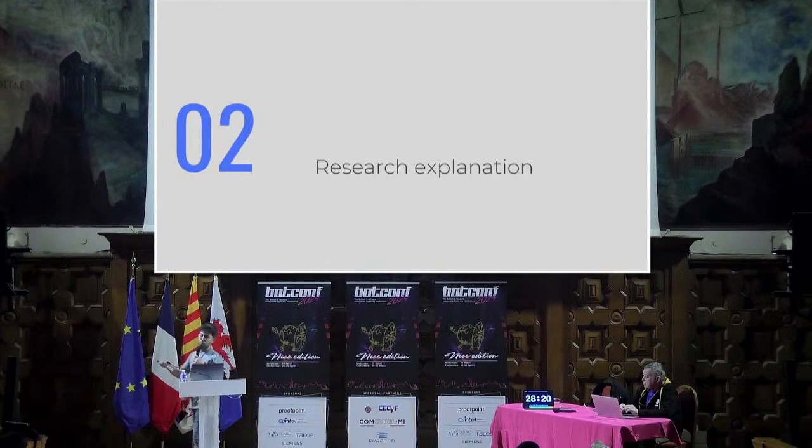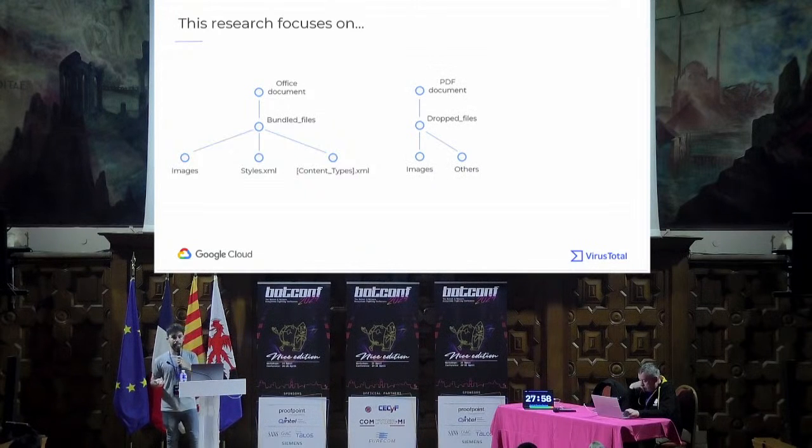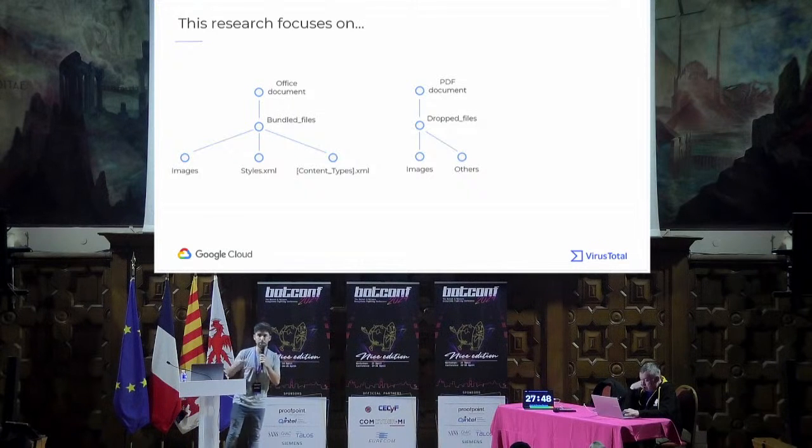So now I'm going to explain how I did this research, okay? For the Word documents, we are going to focus mainly on the bundle files, okay? And in the bundle files, we are going to take into account in this research only the images, the styles XML file, and the content types XML file, okay? Then we also have the PDF documents, and instead of bundle files, in this case we have dropped files in VirusTotal. We are going to focus also on the images that are dropped by the PDF files and other kinds of artifacts that are dropped during the execution of the PDF in our sandboxes.